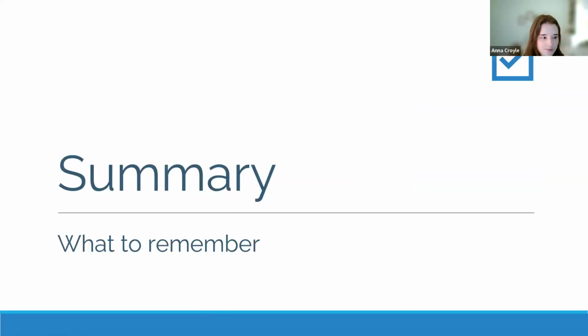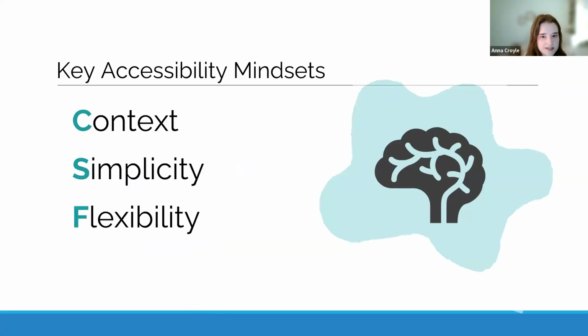Okay, so to wrap up, the key things to remember. Key accessibility mindsets. The way I remember it is CSF, so just think cerebrospinal fluid. Think context. What does it actually mean? Why am I actually including this visual? What do I hope the audience takes away from it? Simplicity. I don't want to overcomplicate it. Not too long, not too many details. If a user is listening to it through a screen reader, just think about, is this too long? Is it annoying for them?